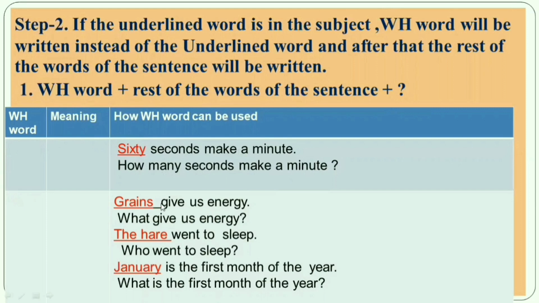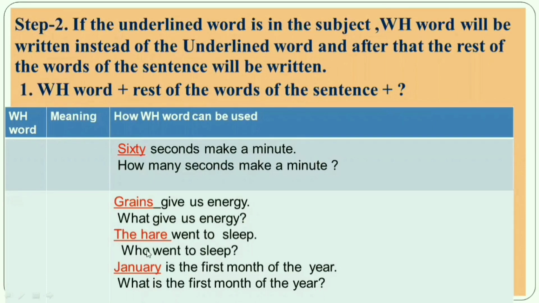So my dear student, here look at the underlined word. An underlined word indicates things. So instead of the underlined word, this grains indicates the things. So the WH word will be what. Write it at first, then as I have said, as the underlined word is in the subject, all the rest of the words of the sentence will be written. So what gives us energy? And at last, a question mark should be put, okay?